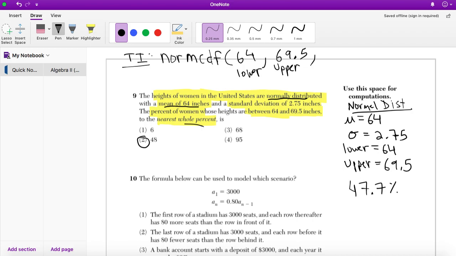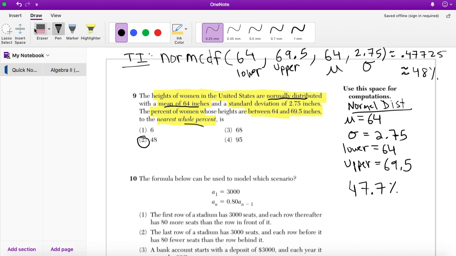69.5. You follow that up. You enter the mean first, so you follow that up with the mean, 64, and then finally the standard deviation of 2.75. And if you put that in, you're going to get something similar to what we got in the calculator. That would be about 0.47725, which still rounds to 48% when you change the decimal to a percent and round to the nearest whole number.